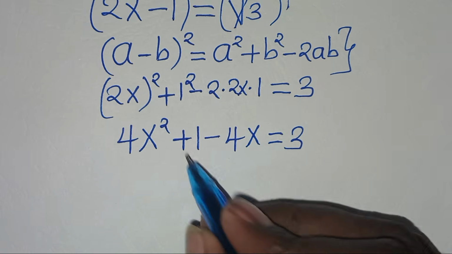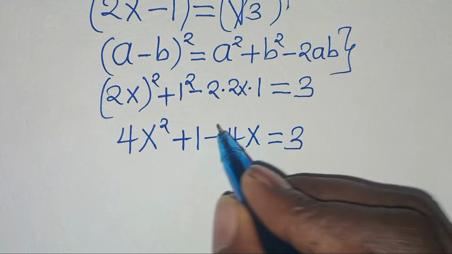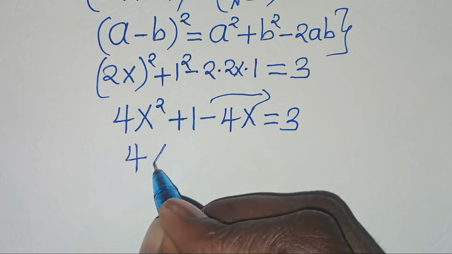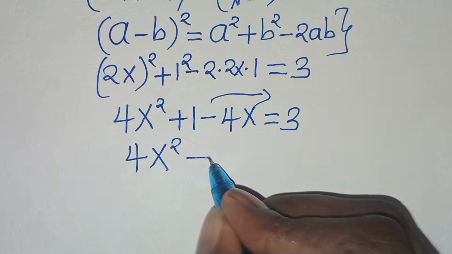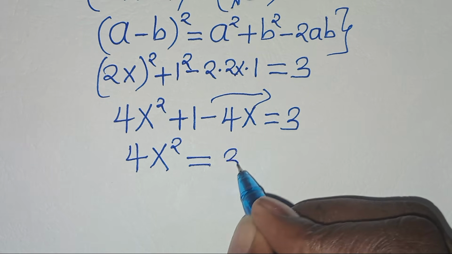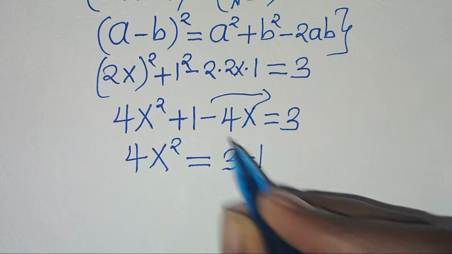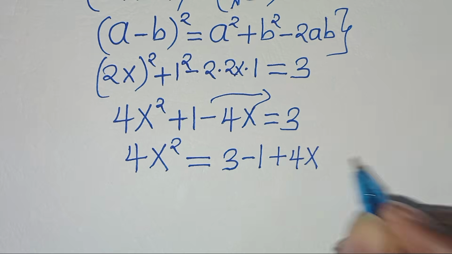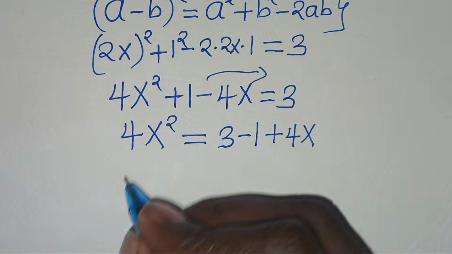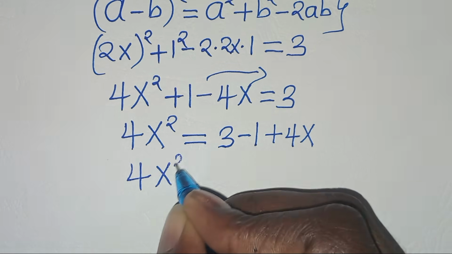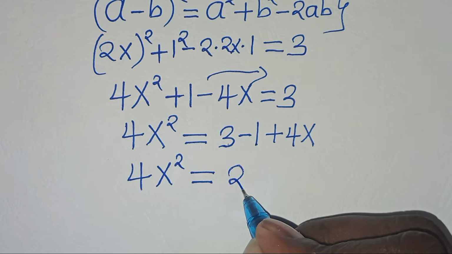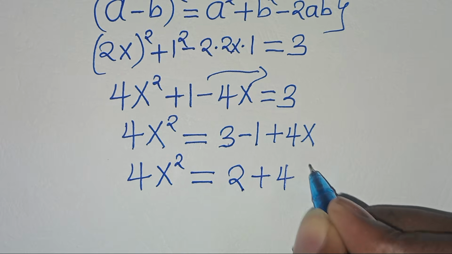The next step is to take plus 1 minus 4x on the right hand side, so that we have 4x to the power of 2. This is equal to 3. Subtract 1, then minus 4x becomes plus 4x. So we have 4x to the power of 2. This is equal to 3 minus 1. This is 2, then plus 4x.